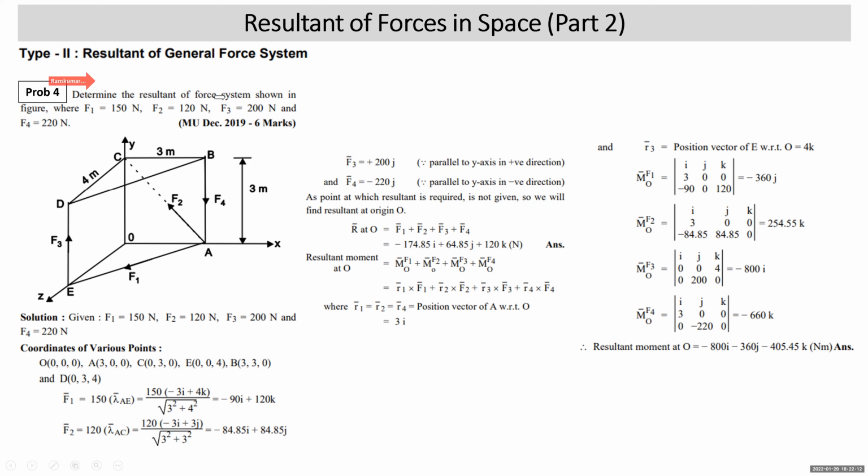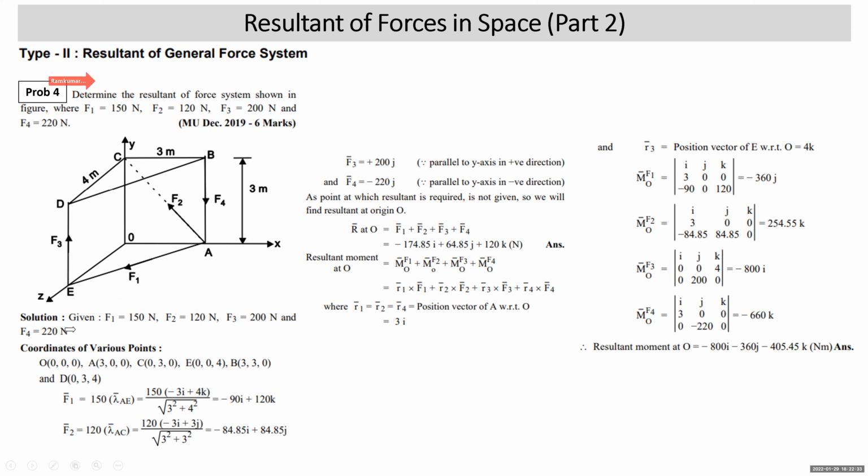Determine the resultant of the force system shown in the figure. F1 is 150 Newton, F2 is 120 Newton, F3 is 200 Newton, and F4 is 220. F1 is acting as in the diagram from A towards E. F2 is from A towards C. F3 is from E towards D. F4 is from B towards A.